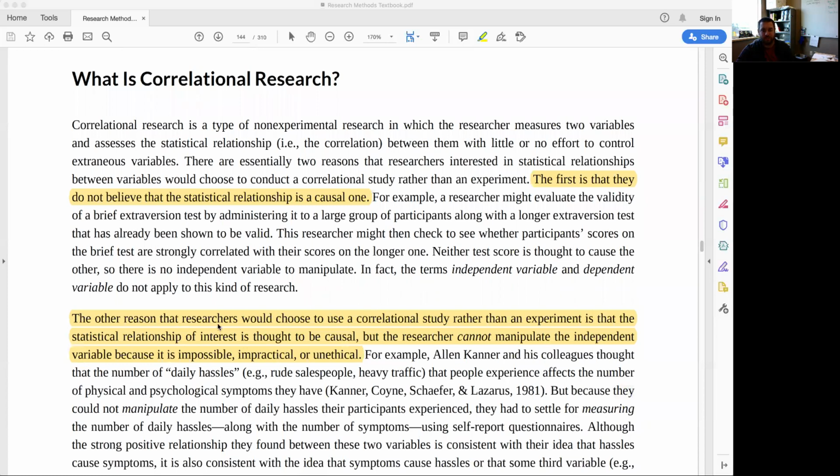The second reason is the more interesting one in my mind: the statistical relationship of interest is thought to be causal, but the researcher cannot manipulate the independent variable because it's impossible, impractical, or unethical. In psychology we study a wide range of behaviors, some of which are detrimental or antisocial. So you can't really get at that component.